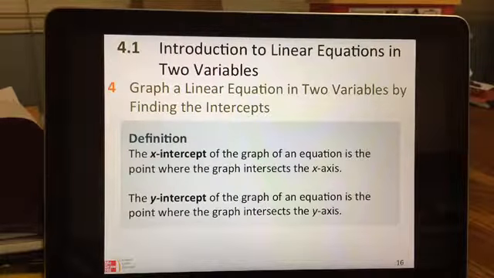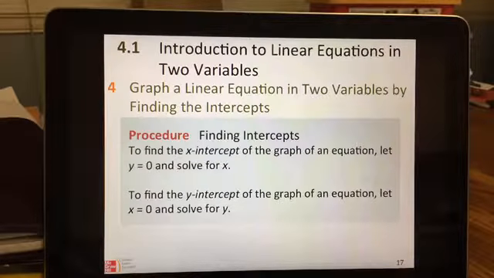And there are your definitions right there. The x-intercept of the graph of an equation is the point where the graph intersects the x-axis. The y-intercept of the graph of the equation is the point where the graph intersects the y-axis. To find the x-intercept of the graph of an equation, let y be 0 and then solve for x. To find the y-intercept of the graph of the equation, let x be 0 and solve for y.